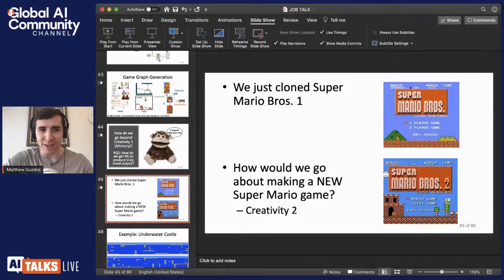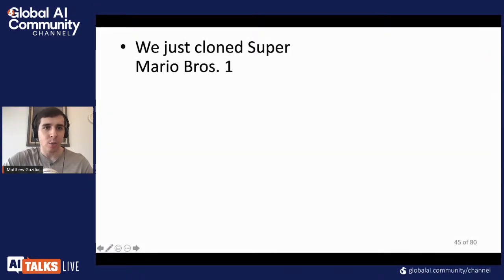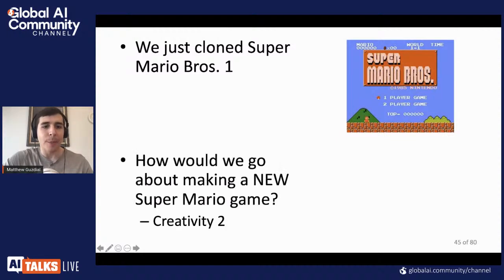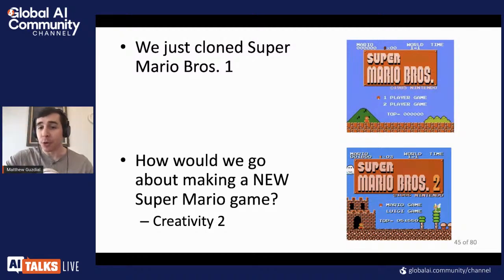Okay, so in that case, let's jump back into here. So what we just did was we cloned Super Mario Brothers 1. We were able to produce all the rules of the game, be able to produce new levels of the game. It's just basically more of Super Mario Brothers 1. But there's a question here: how do we go about making a new Super Mario Brothers game, which would give us creativity 2, which, as a reminder, was a new instance, a new particular example of a particular genre or domain. So an example here might be Super Mario Brothers 2.